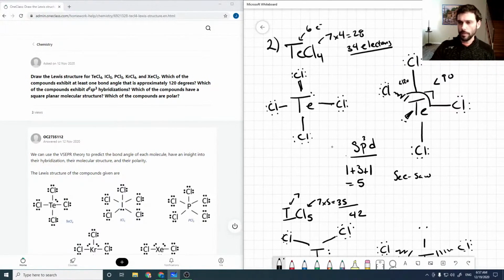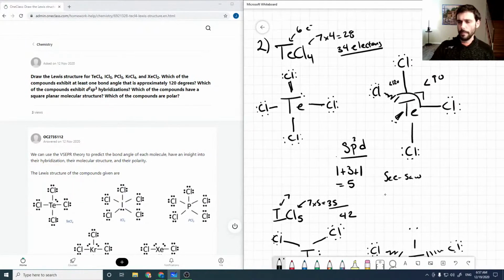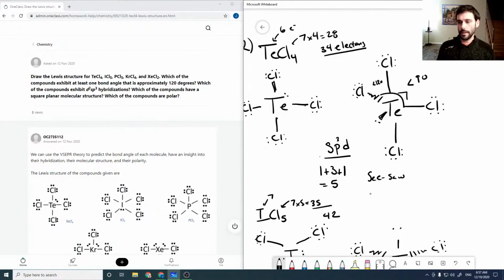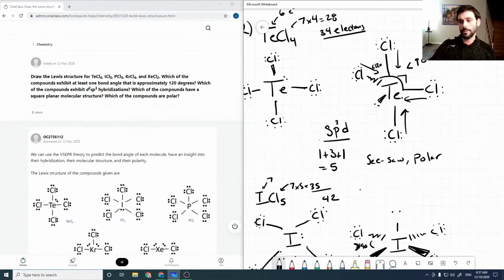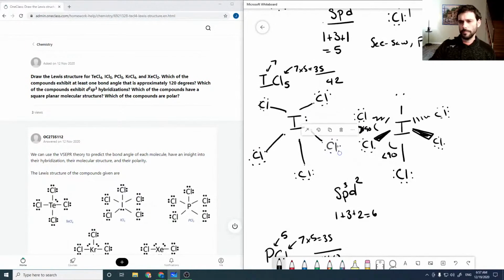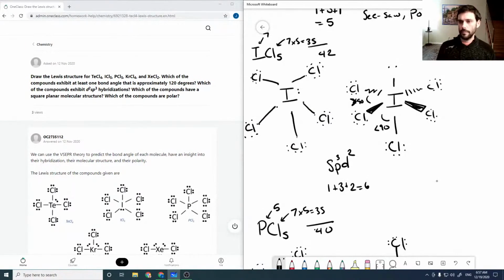So let's take care of that while we go through. So this one's seesaw, and because of the lone pair, it is asymmetric, so it will be polar. Right, so there will be dipoles here, which won't exactly cancel because the structure would be pushed out of, well, not just because of that. If you add up the dipoles, they won't cancel, so it's polar. Here we've got minor dipoles between iodine and chlorine, and it will point towards the iodine. And again, it's asymmetric, so it will be polar. And the structure here is square pyramidal.